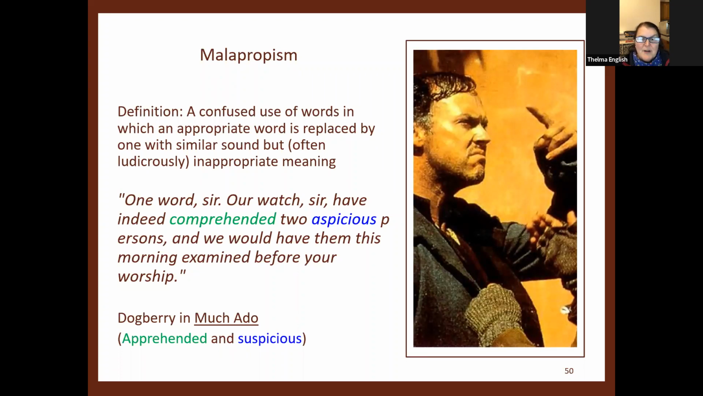For example, Dogberry says in Much Ado About Nothing, "One word, sir, our watch, sir, have indeed comprehended two auspicious persons, and we would have them this morning examined before your worship." And of course, he says we've comprehended, and he means they've apprehended two suspicious people, but he says they've comprehended two auspicious persons. And this creates lots of humor. It makes Dogberry look stupid, but it creates lots and lots of humor with these malapropisms.